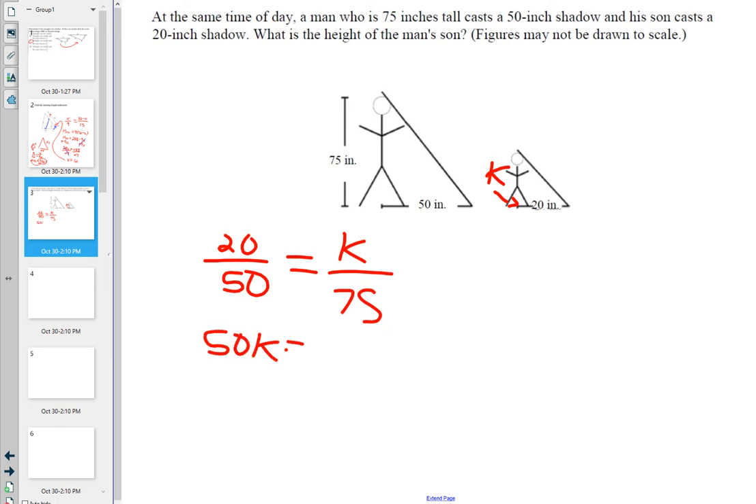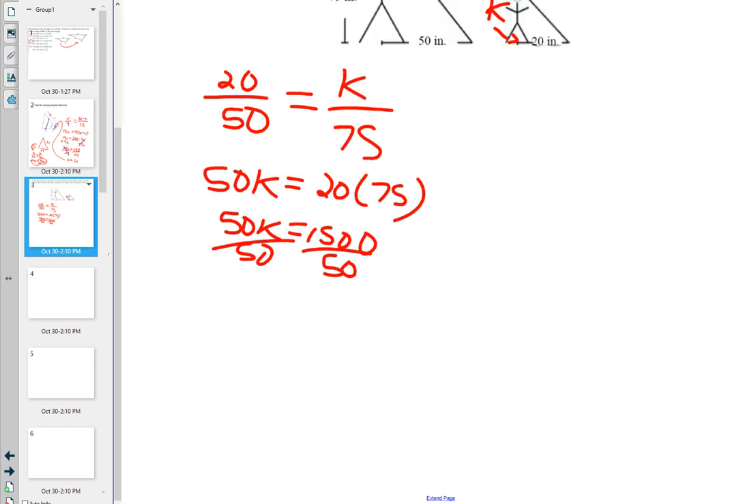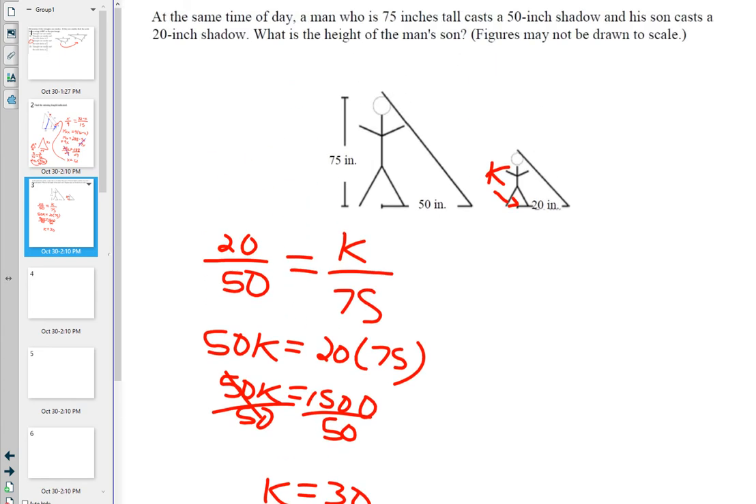Okay. 50K is equal to 20 times 75. 1500. So 50K is equal to 1500. Divide by 50, like all the cool kids do. 30. The man's son is 30 inches tall.